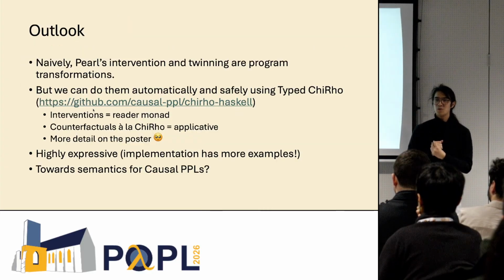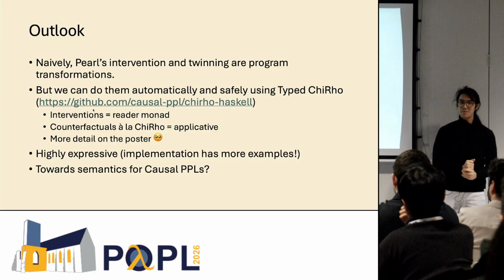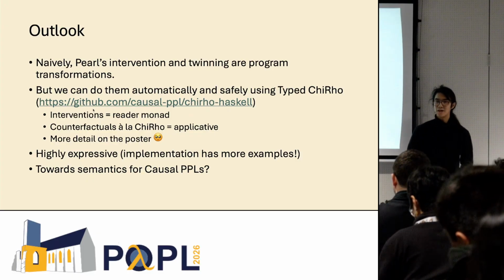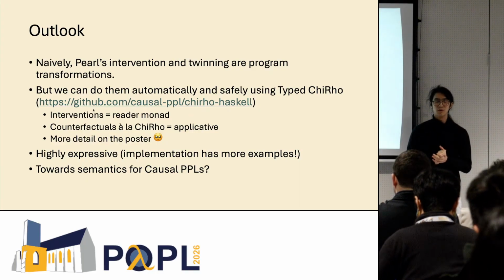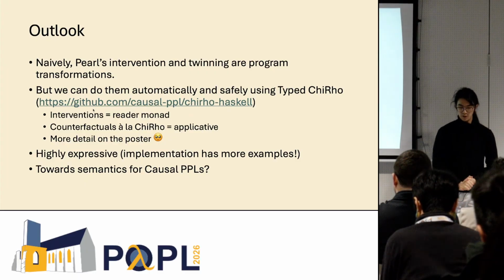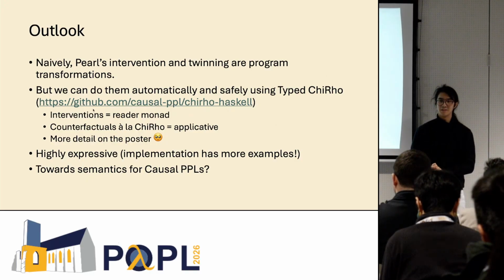Right. So, to conclude briefly, we started by presenting these causal operations in Pearl style as program transformations, but then we saw that actually we could do them automatically and safely using some typed abstractions that we created by taking inspiration from ChiRho, where you have interventions as a monad, a reader monad, and twinning as an applicative. And this is actually very highly expressive, as we have a lot of examples in the implementation if you're interested. This is also our first step towards giving a more general semantics to causal probabilistic programming.